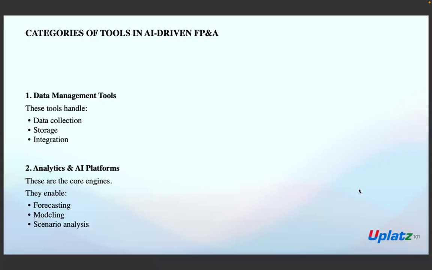The second category of tools is analytics and AI platforms. These are the core engines. They enable forecasting, modeling, and scenario analysis.